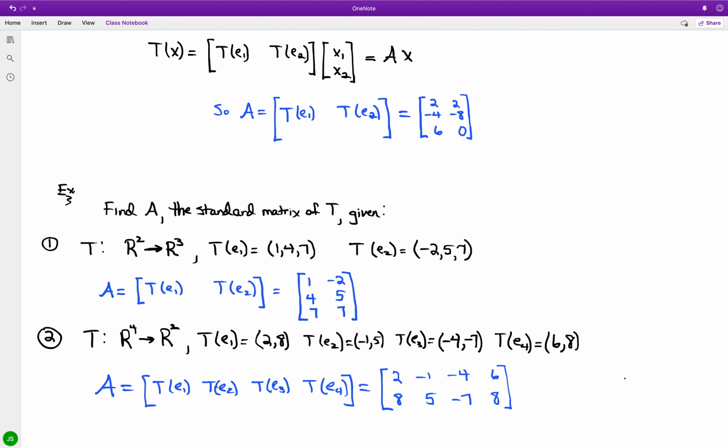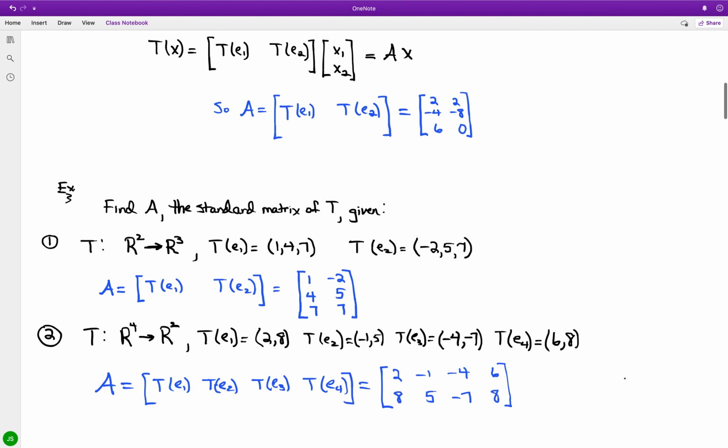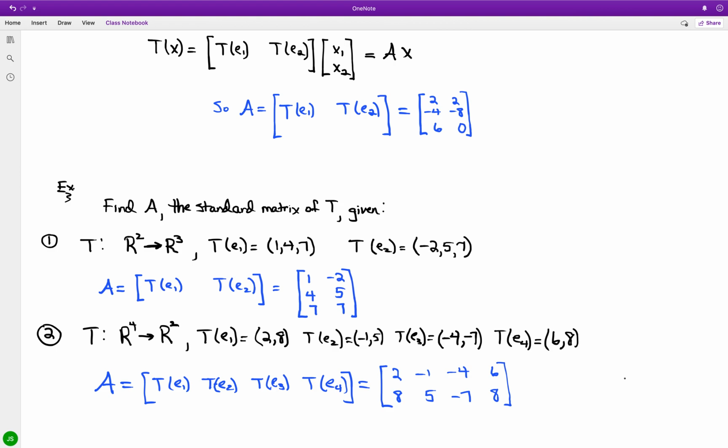Now, this is just for the items we have in the linear transformation, and we're going to make a bit of a segue to what we have with transformations and rotations.